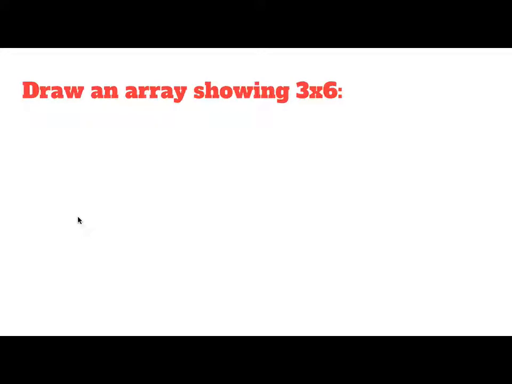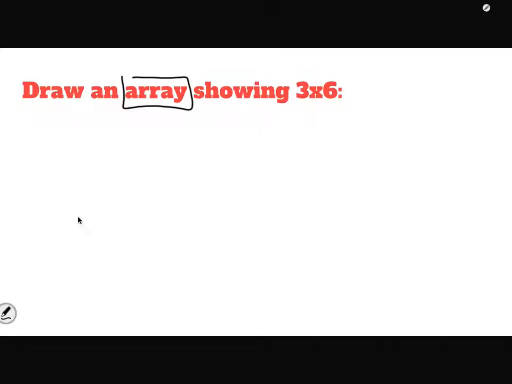But first, I just want to quickly review. On your notebooks, draw, I know we talked about this a couple days ago, an array showing 3 times 6. So if you remember what that means, right now on your paper, draw an array that looks like that. An array is something that we have done typically when we first learn how to multiply, and it is kind of like an organized visual of multiplication.